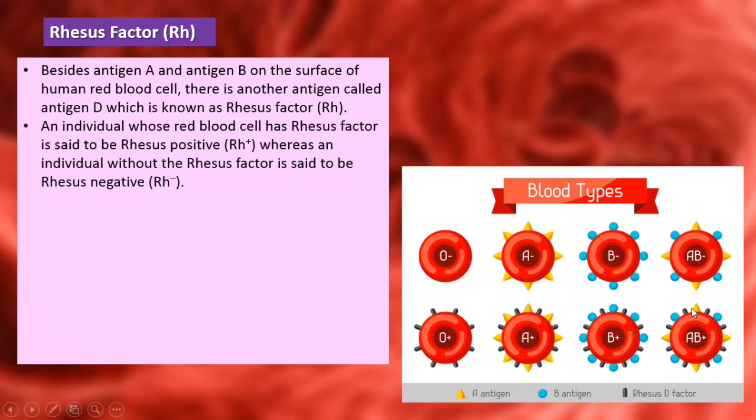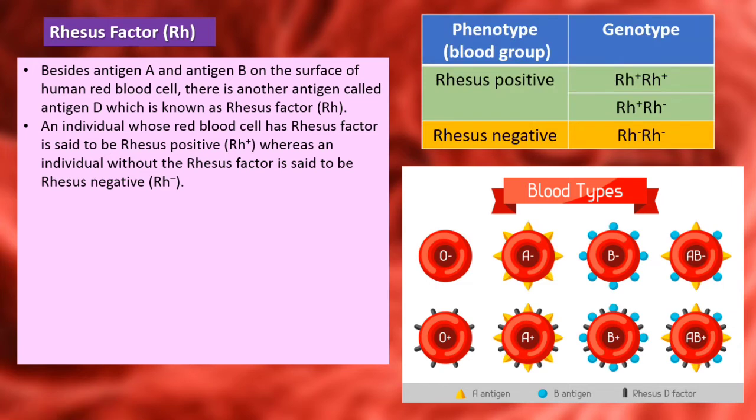An individual whose red blood cell has Rhesus factor is said to be Rhesus positive, while an individual without the Rhesus factor is said to be Rhesus negative. Okay, Rhesus positive means there is antigen D, Rhesus negative means there is no antigen D. So to write down the genotype, Rhesus positive is either RH positive, RH positive, or RH positive, RH negative. For Rhesus negative, RH negative, RH negative.